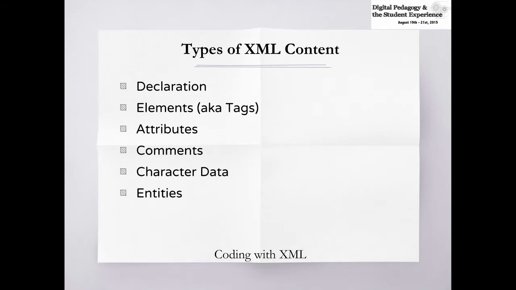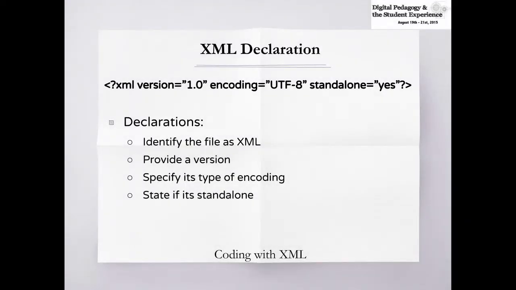I happened to mention things like tags, elements, and attributes. Now let's delve a little deeper into understanding all of these terms and how they are used in an XML file. There are a number of XML content types that you will come across while working with XML. These include the document declaration, elements, attributes, comments, character data, and entity references. Let's begin with the document declaration.